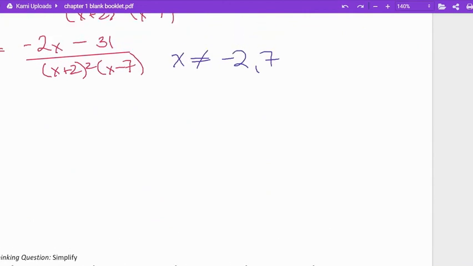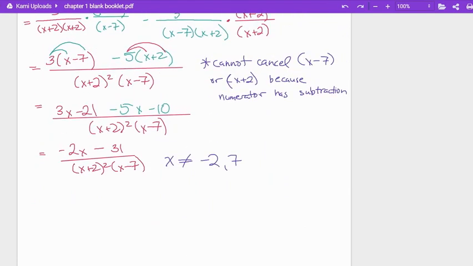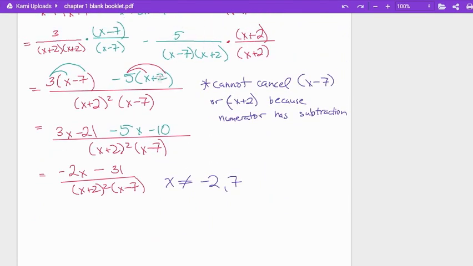Yes? What happened to the other x minus 7? So I brought the denominator. Because the denominators are identical, now I can have one denominator. Oh, I see. Yeah, great question.